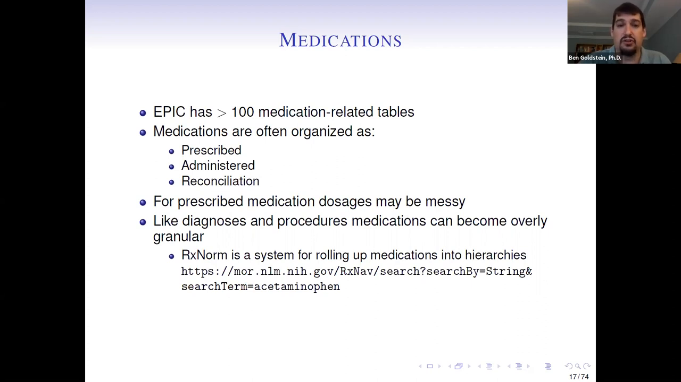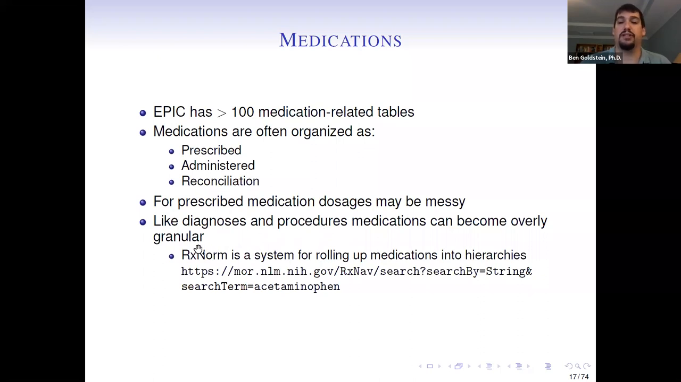While we do have dosage information, a lot of times in my experience, that information is captured with less fidelity than the actual order itself. So we have good information typically about what was ordered. The dosages can be a little bit messier. So depending on how important it is for your research study, you want to be careful about how you're working with that. And again, like diagnoses and procedures, medications can become overly granular.